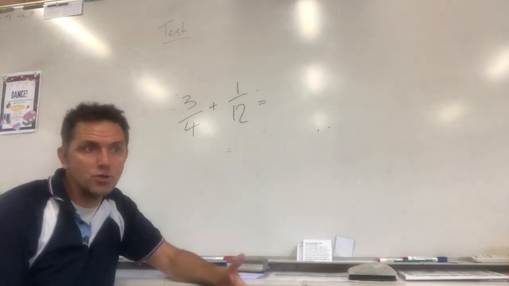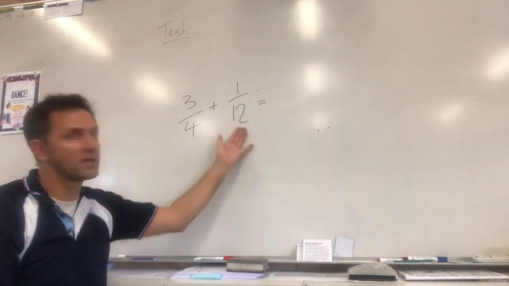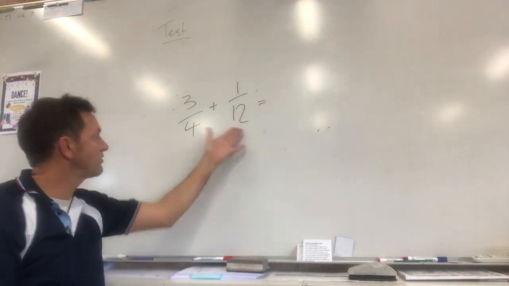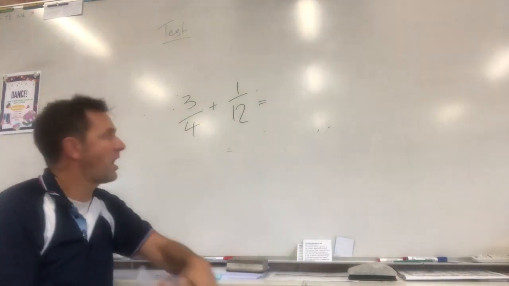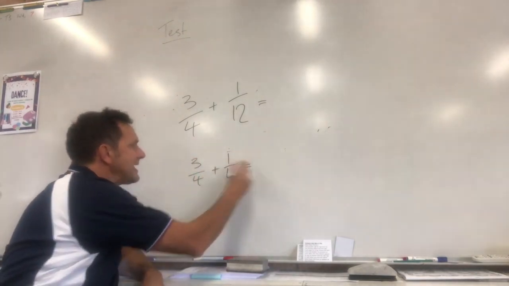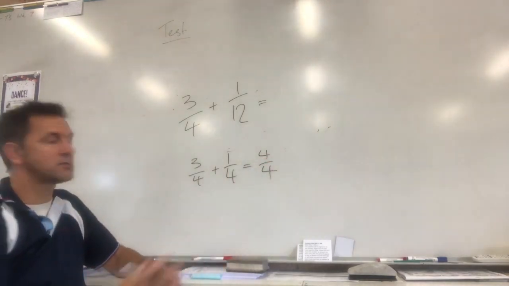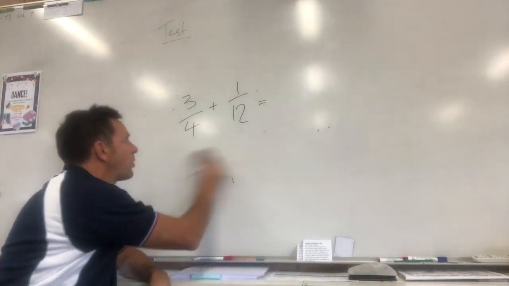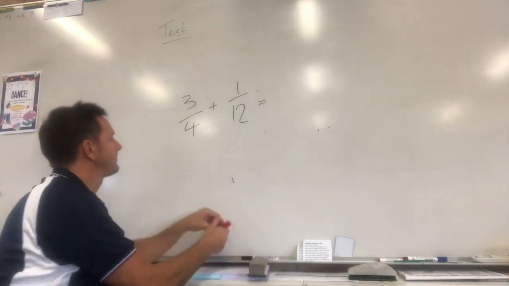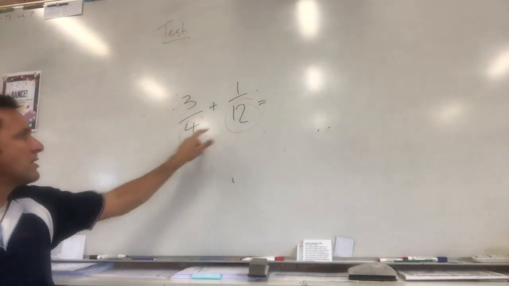Now you can't do that. You can't do quarters plus a 12th. You can only do quarters plus quarters or 12ths plus 12ths. That's easy. If it was 3/4 plus 1/4, easy. That's just 4/4. Easy. But it's not that. It's 3/4, right, plus a 12th. So we have got uncommon denominators.